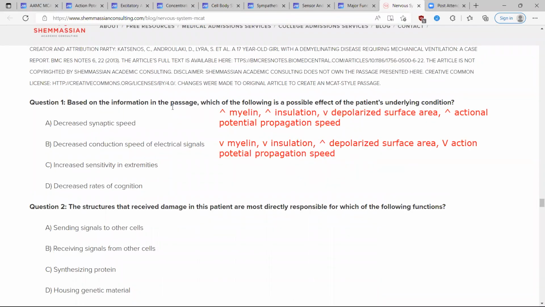Which of those is related to the patient's underlying condition? What was the patient's underlying condition? That they had decreased myelin. So where did myelin play a role? In the synapse or in the conduction? Right, in the conduction.